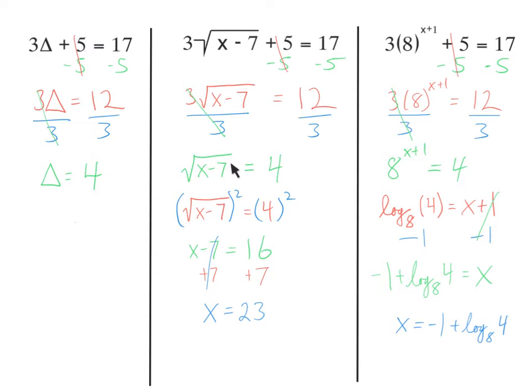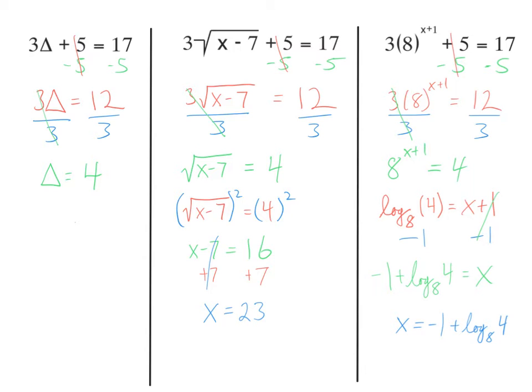To get rid of the square root, you have to add a new step. You have to square both sides. Then, after you do that, you are back to the original drawing board. You are now solving for x, what's left over. So you add 7 over, you're done. Let's look at this last one.